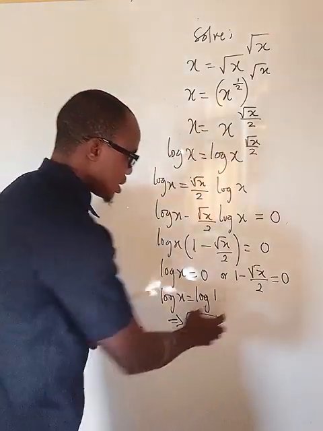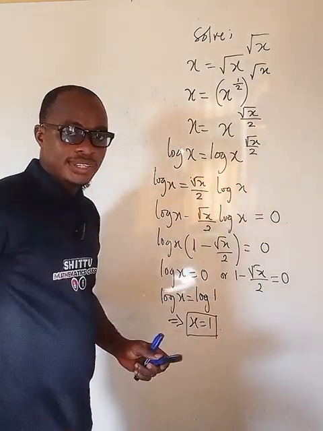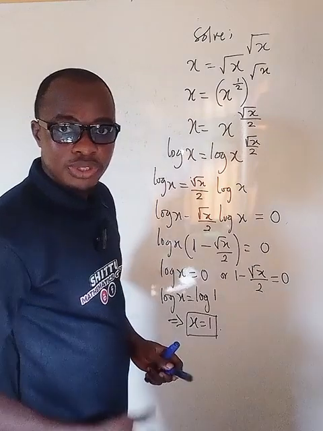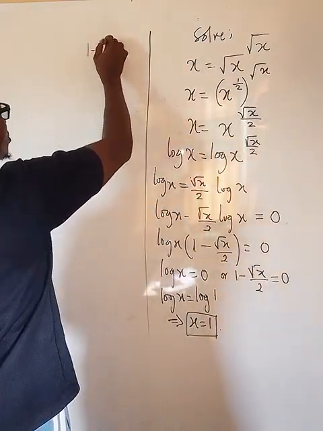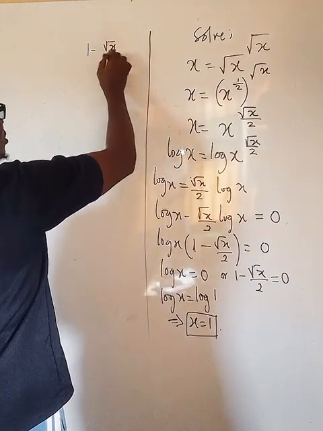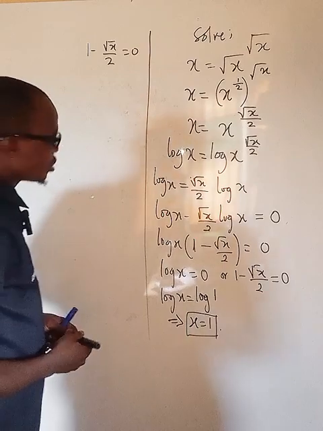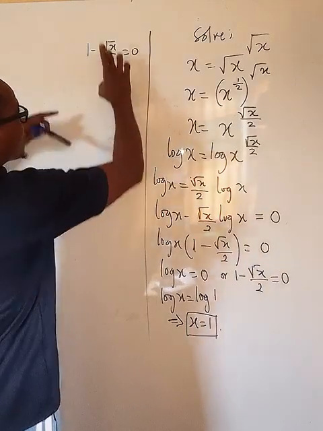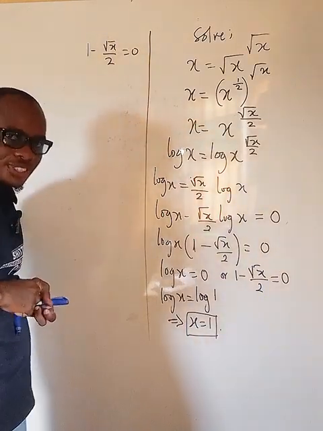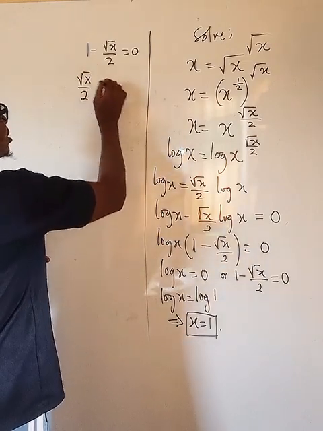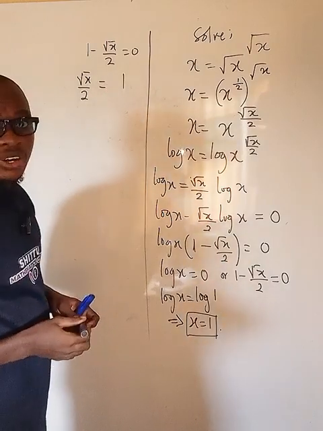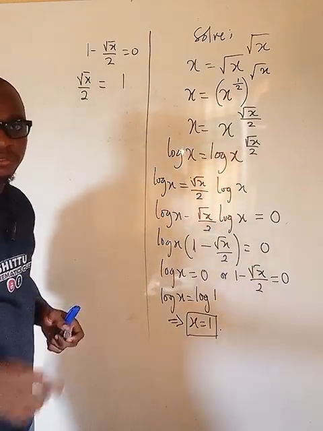All right, let's see how we can solve this second case. That means case 2. Let me bring it up here. We have (1 minus root x) all over 2 equals 0. What we need to do is to take this to this side. Sorry, we have root x all over 2 equals 1.